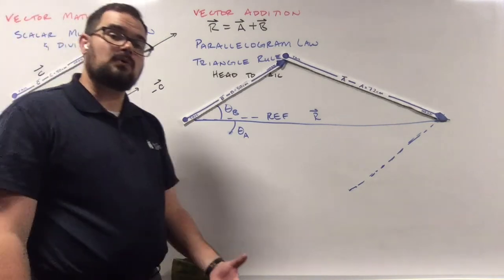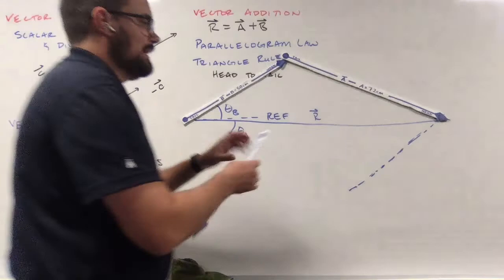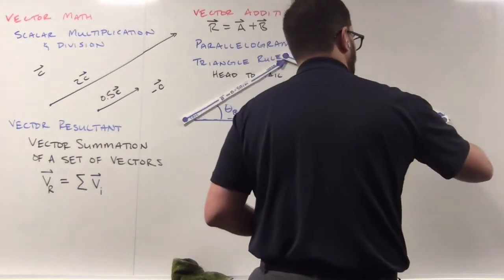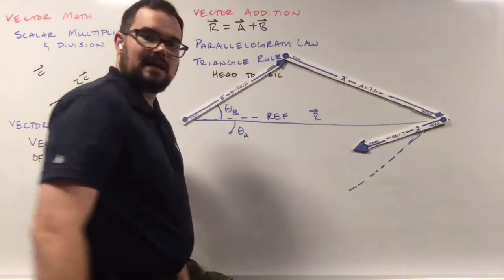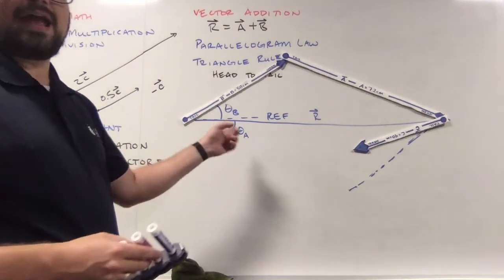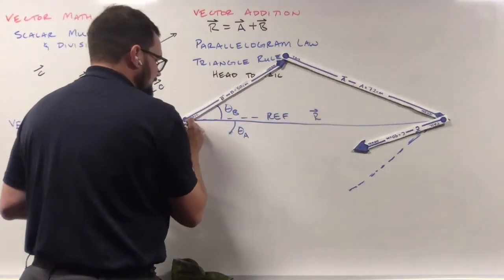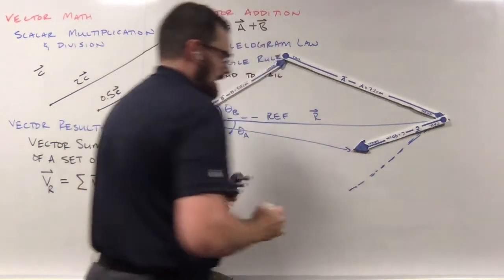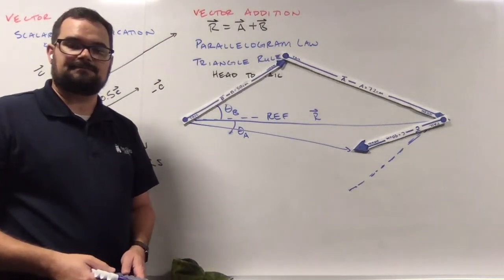Sometimes this is called a force polygon because it turns out if you wanted to add multiple vectors together, you could just do head to tail, head to tail, head to tail, and then close the force polygon with that last vector. So if I wanted to do A plus B plus C, I would go head to tail, and then that would be my final resultant vector. And I can measure its magnitude and direction.